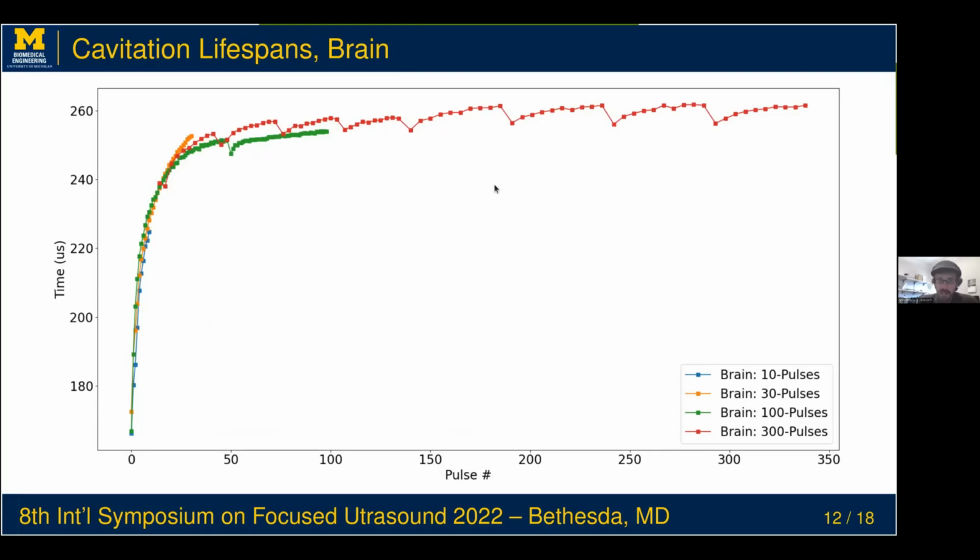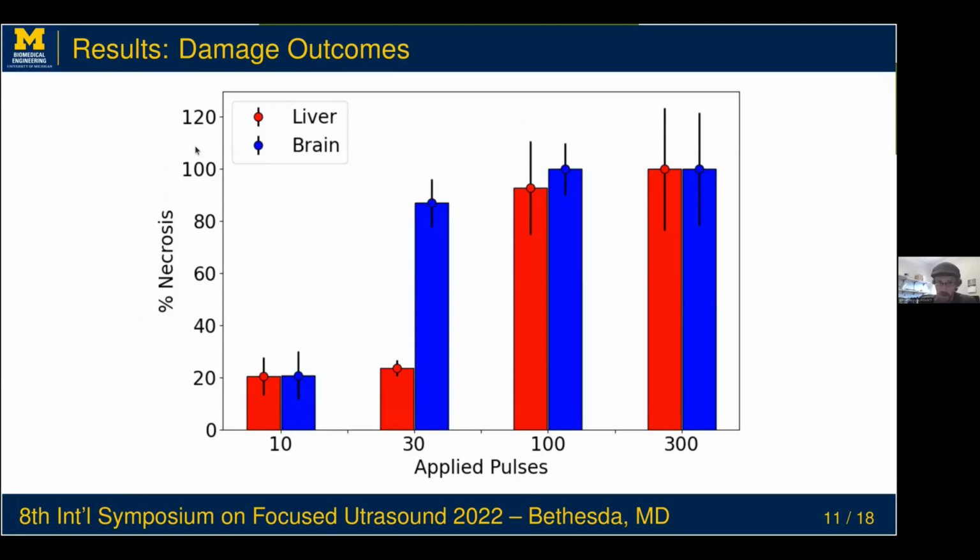Then we looked at the cavitation lifespans, and what you see here is just a sampling of how the cavitation lifespans evolved in the brain treatments. As expected, early in treatment, the cavitation lifespan is shorter when the brain is still intact. But as treatment increases, the lifespan increases, and then it eventually plateaus. At some point, you can't damage the tissue anymore, so the lifespan shouldn't change anymore. The plateau happens at about 30 pulses, which agrees with the necrosis slide you saw above.